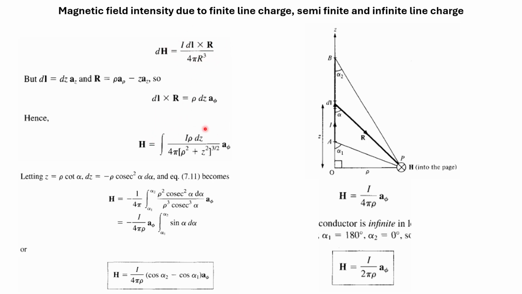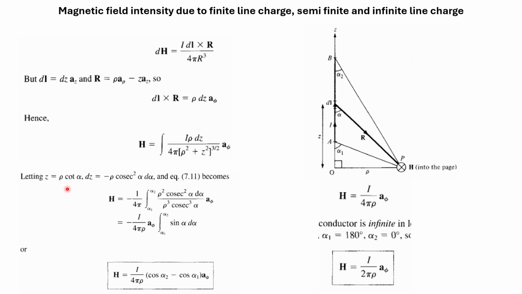So dl cross R, how will you find it? Suppose this is a small element dl, and cross R. Find it in cylindrical format. This will be rho dz a phi, and then put the values of dl cross R. Here R is capital R, so R will be the square root of z square plus rho square. So put the values and integrate here.